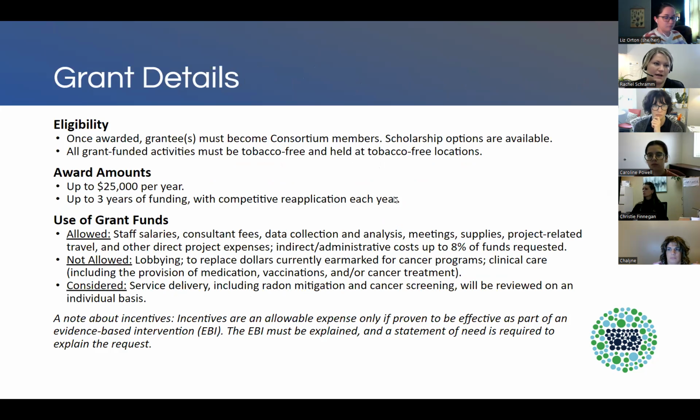All right, so just as far as eligibility, you don't have to be a consortium member right now to apply. However, once awarded, grantees must become Iowa Cancer Consortium members. That can be as small as just $20 a year for an individual membership. For any organization that might be more difficult, we do have scholarship options available, so we don't want that to be a barrier for anyone. Also, all grant funded activities must be tobacco-free and held at tobacco-free locations, which is very important to us.